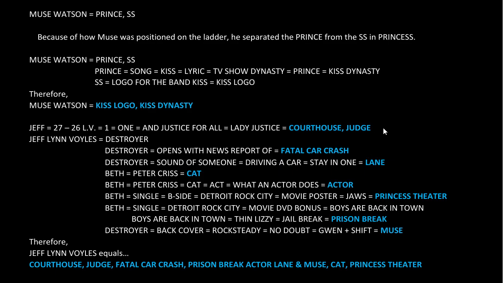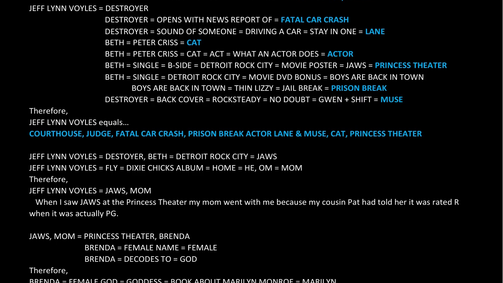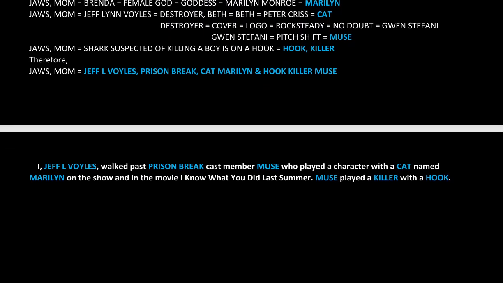And here I explain about Muse Watson going to be a character witness for one of his castmates on Prison Break. So basically, Muse Watson was a character witness at a courthouse in front of a judge, whose castmate Lane had been involved in a fatal car crash. On the show, Muse Watson's character had a cat. He's an actor who owned the Princess Theater at the time that he was on the show. All right. And I talk about going there to see Jaws at the Princess Theater.